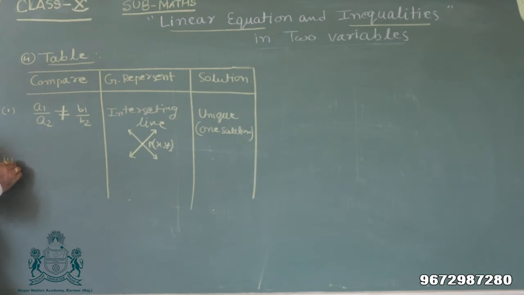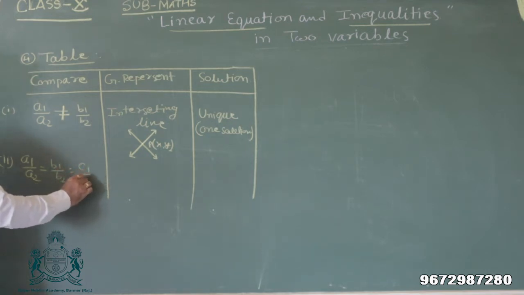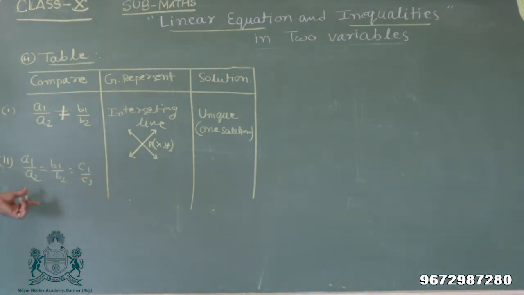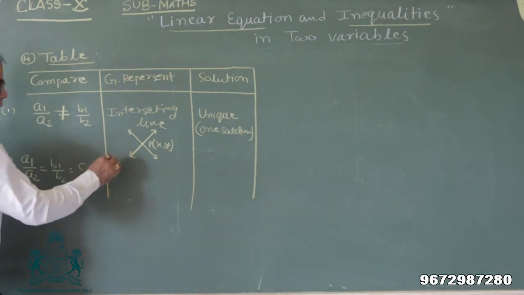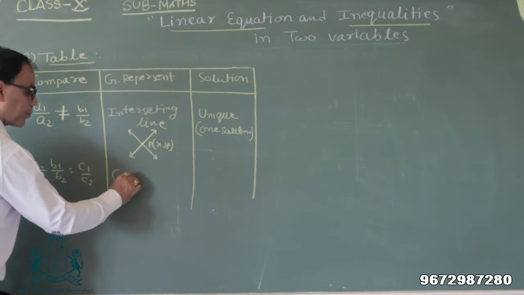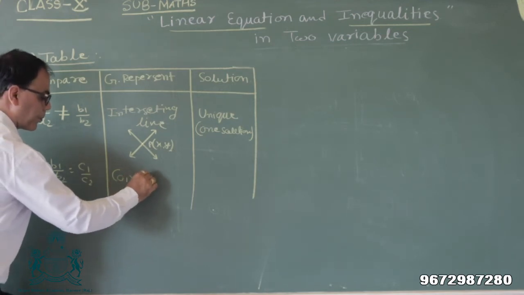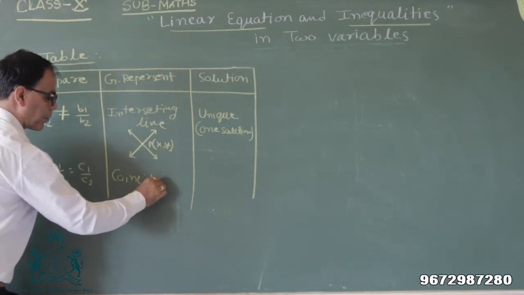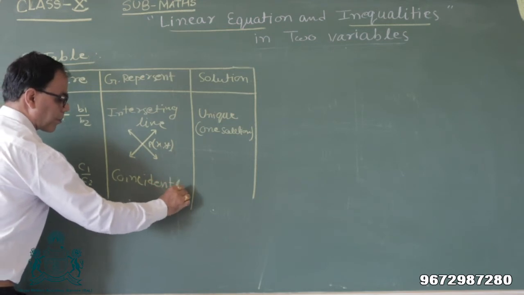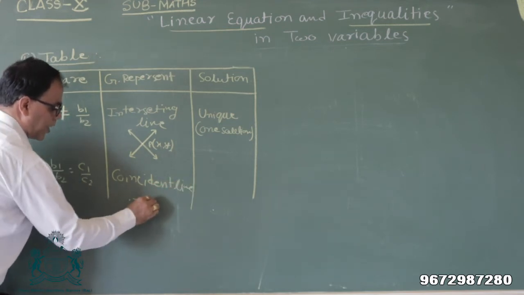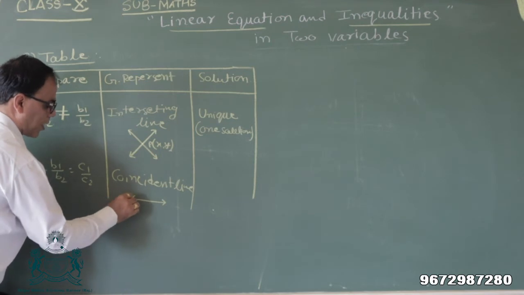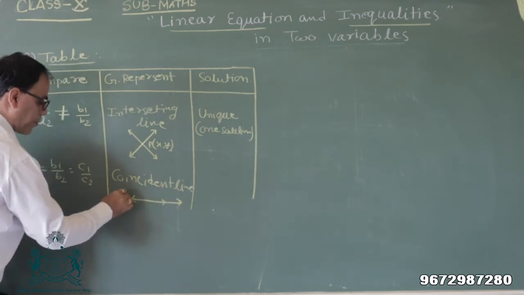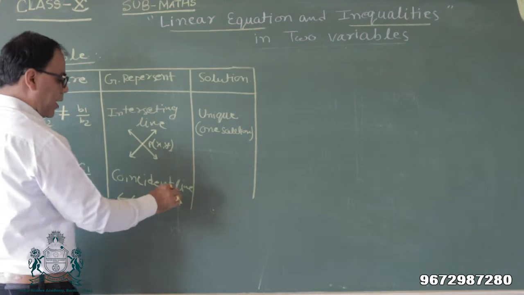Second part: comparing a1 upon a2, b1 upon b2, c1 upon c2. If a1 upon a2 equal to b1 upon b2 equal to c1 upon c2, therefore two lines are coincident. Coincident means overlapping lines. Many solutions.